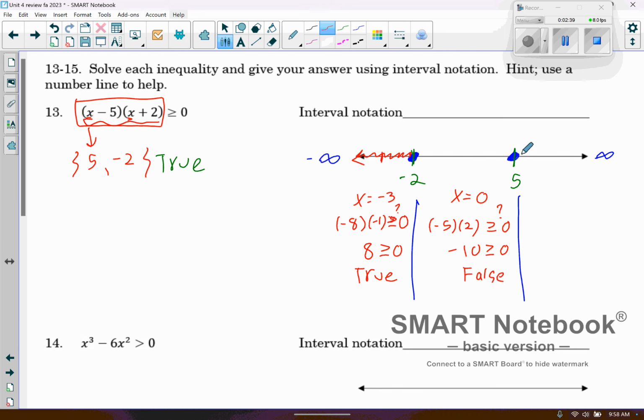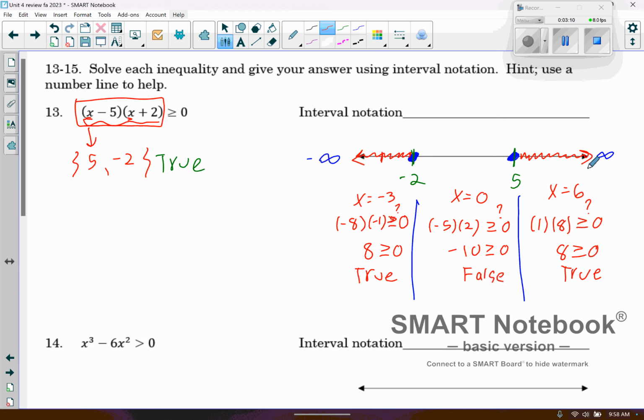Then last, we need to pick something between 5 and infinity. So I'm just going to go with 6. You could pick something bigger if you want, but I'm going to pick 6. So once again, I plug that in where x is at. So 6 take away 5 is 1. 6 plus 2 is 8. And then we ask ourselves, is that greater than or equal to 0? Well, 8 is greater than or equal to 0. Yeah, that would be true. So we're going to go ahead and shade from 5 to infinity.